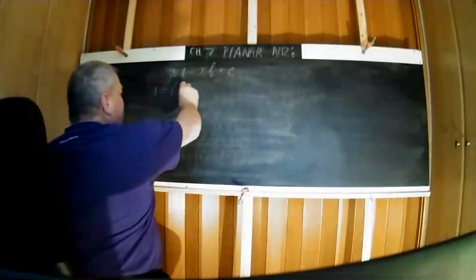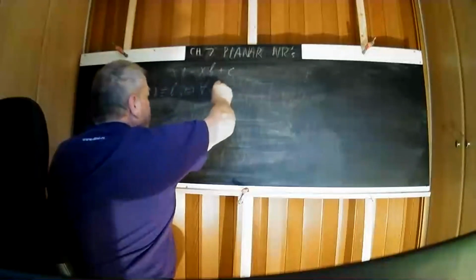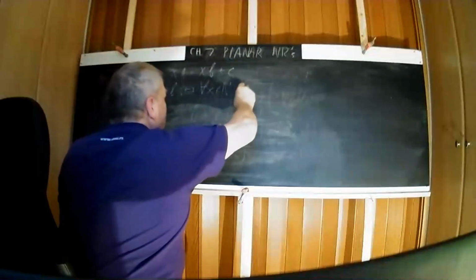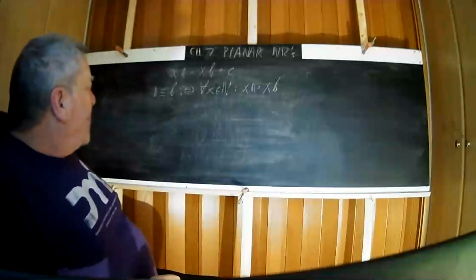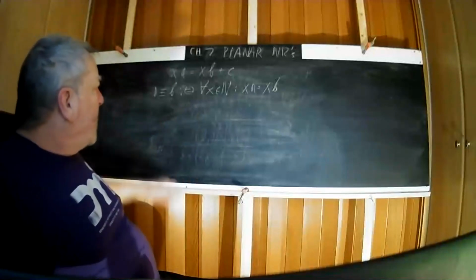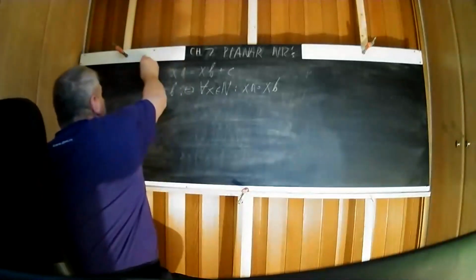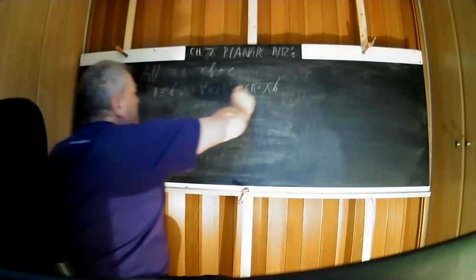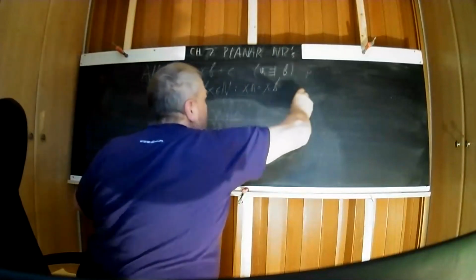So A and B are congruent if and only if for all x in N we have xa is equal to xb. If we have this, then we can say all equations of this type where A is not congruent to B have a unique solution.